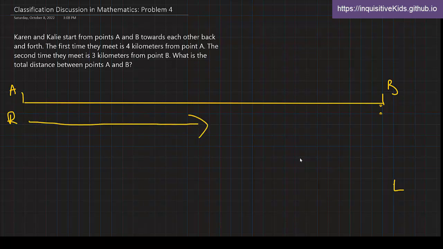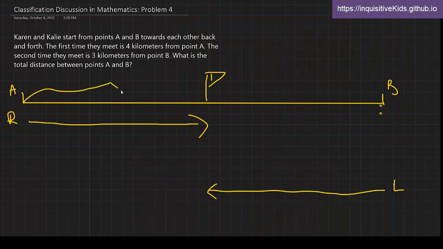And then they meet at a place that is, let's say, right here. I'm going to put a flag here with 1 on it to show that this is the first time that they met. And this is 4 kilometers from point A. So from here to here, 4 kilometers. This may not be the most accurate drawing, but it's fine as long as we get the idea. Now, the second time they meet.